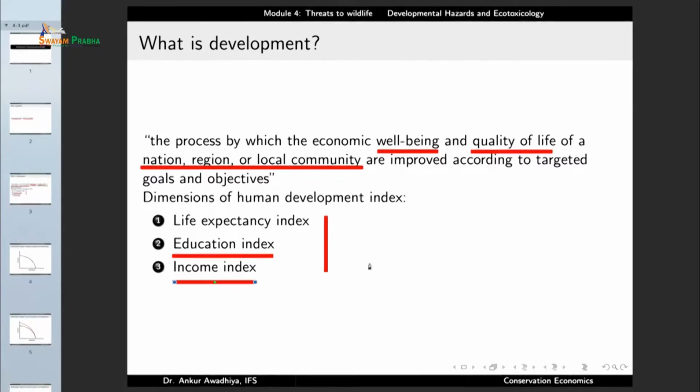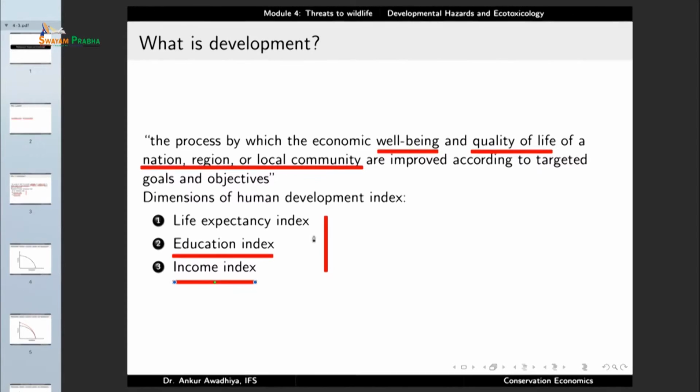Because, for instance, there is one person who is earning a lot and a majority of people are not earning anything. In that case, while the average income will be high, because of income inequality we will say that this society is less developed than perhaps another society where everybody has a similar level of income on an average. So these are the three dimensions of the Human Development Index.